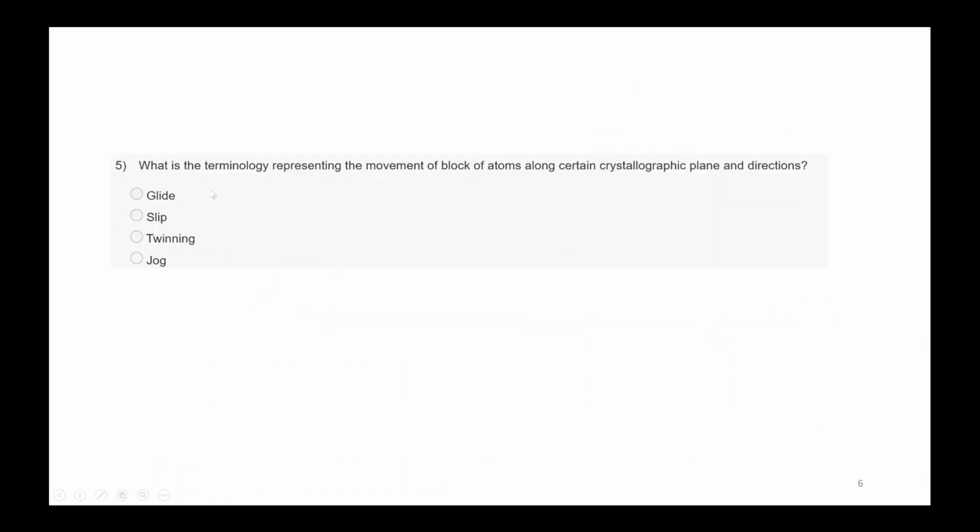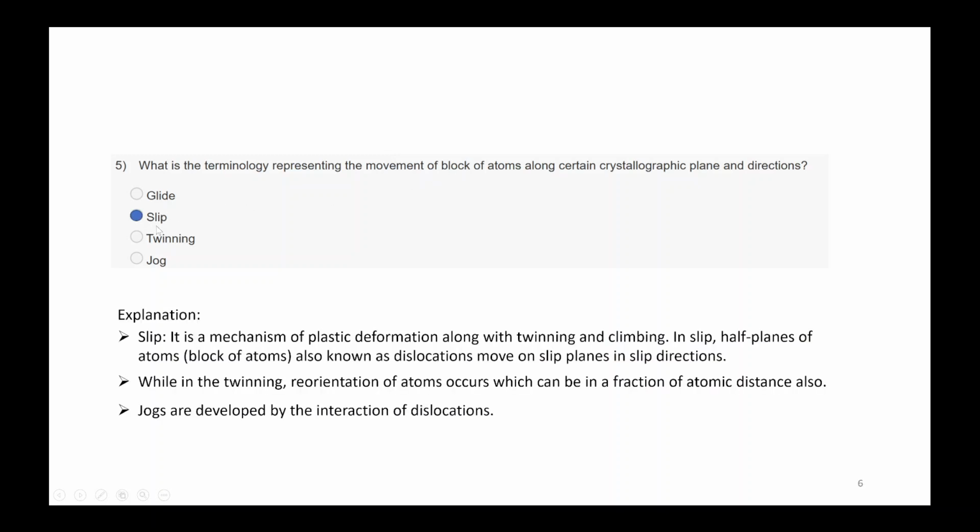Next question is, what is the terminology representing the movement of a block of atoms along certain crystallographic planes and directions? So options are glide, slip, twinning and jog. So there is movement of a block of atoms. So a block of atoms can also be defined as dislocations. So dislocation movement is defined as slip. So your answer will be slip.